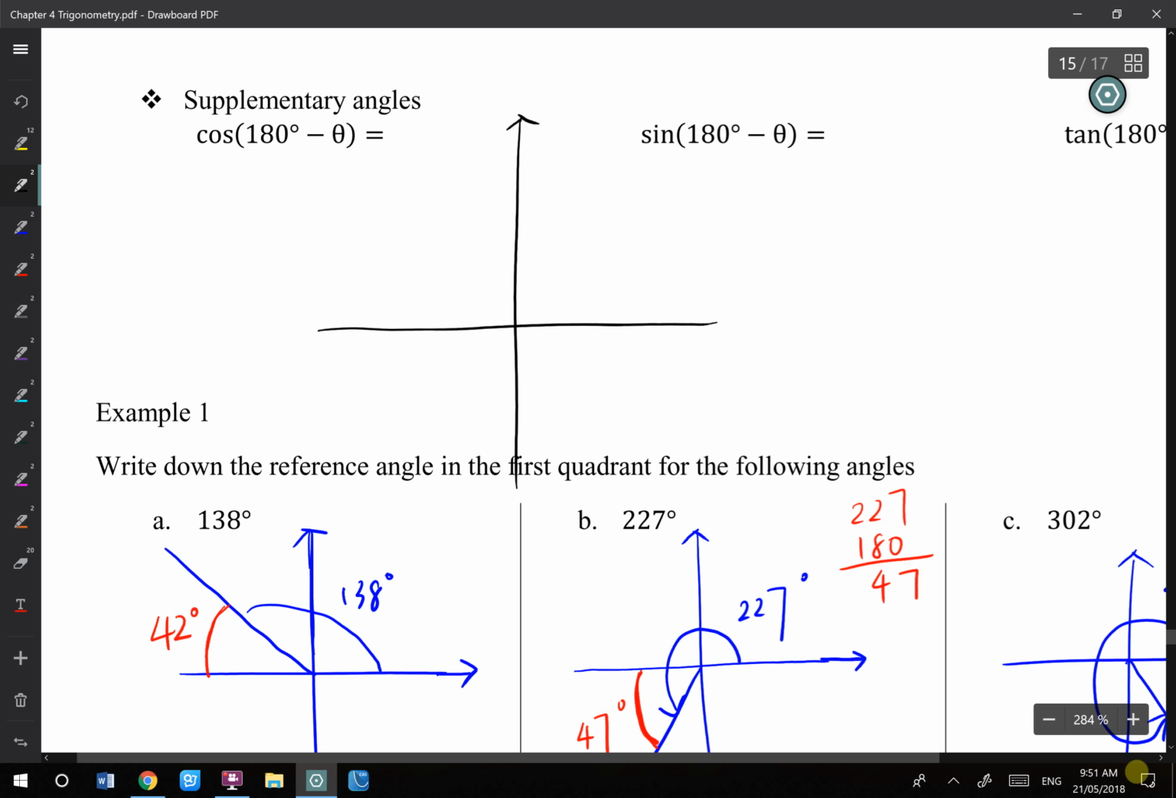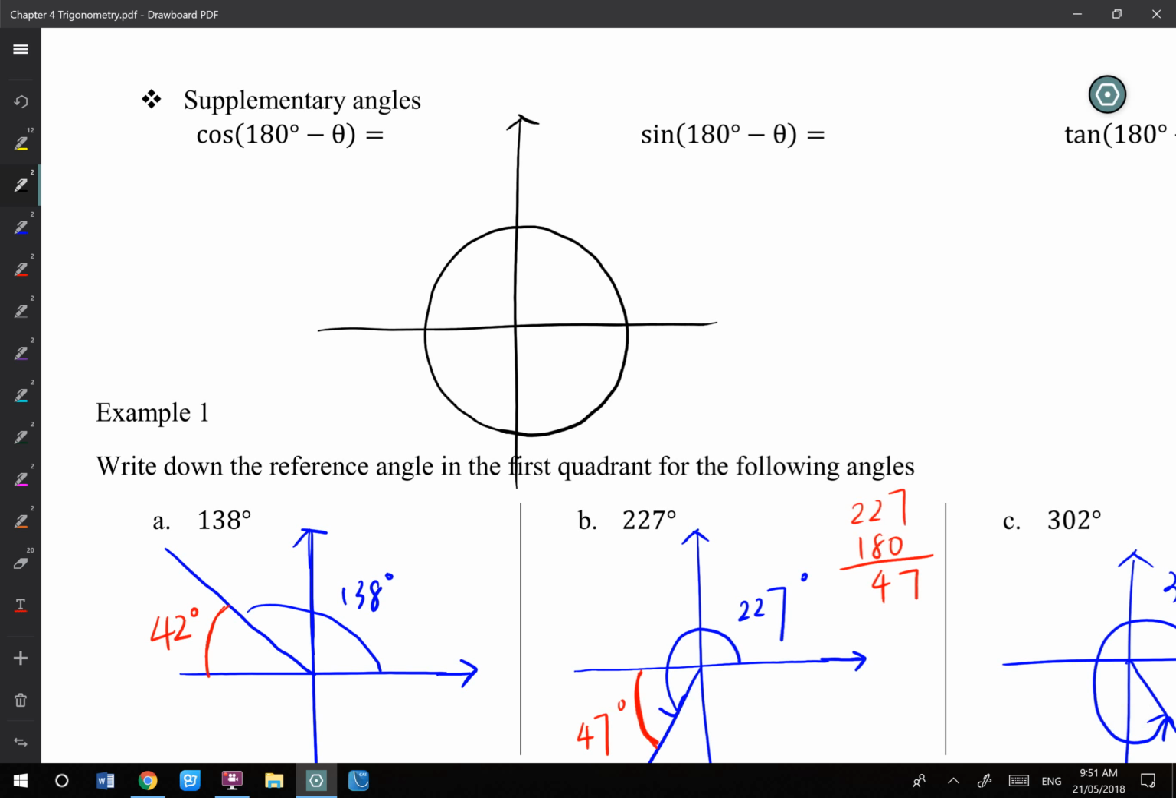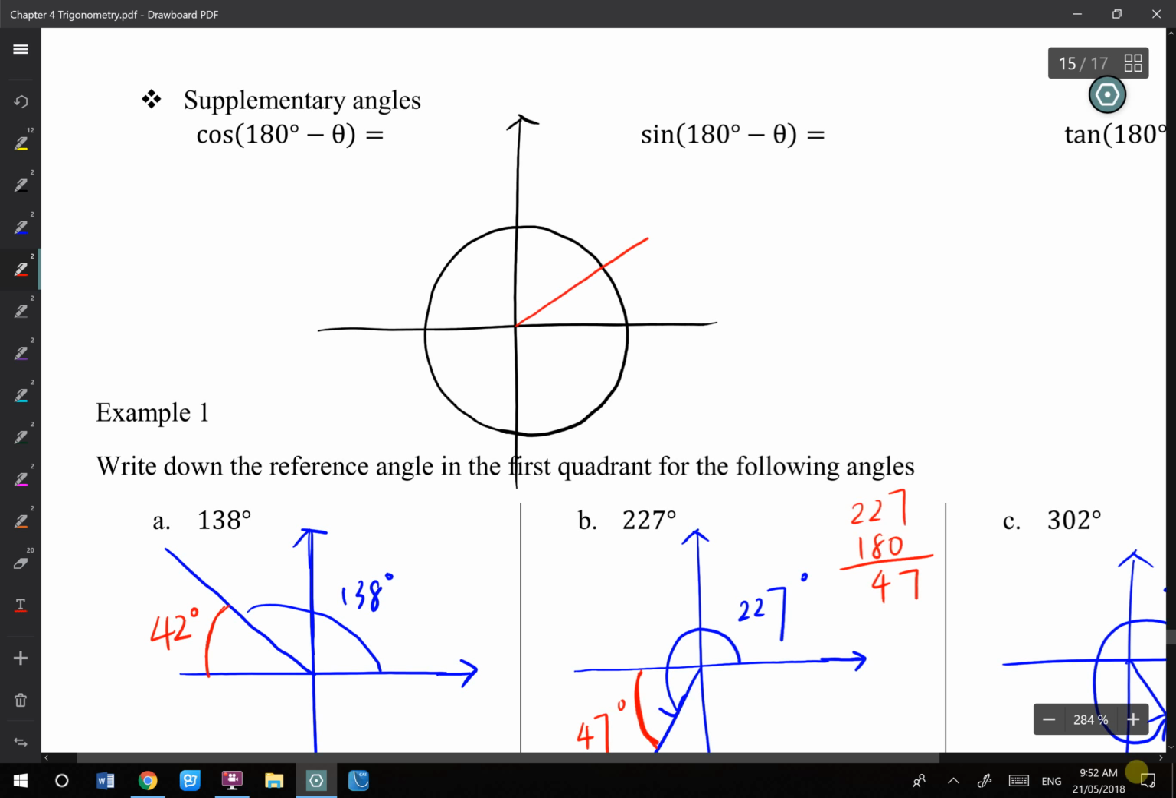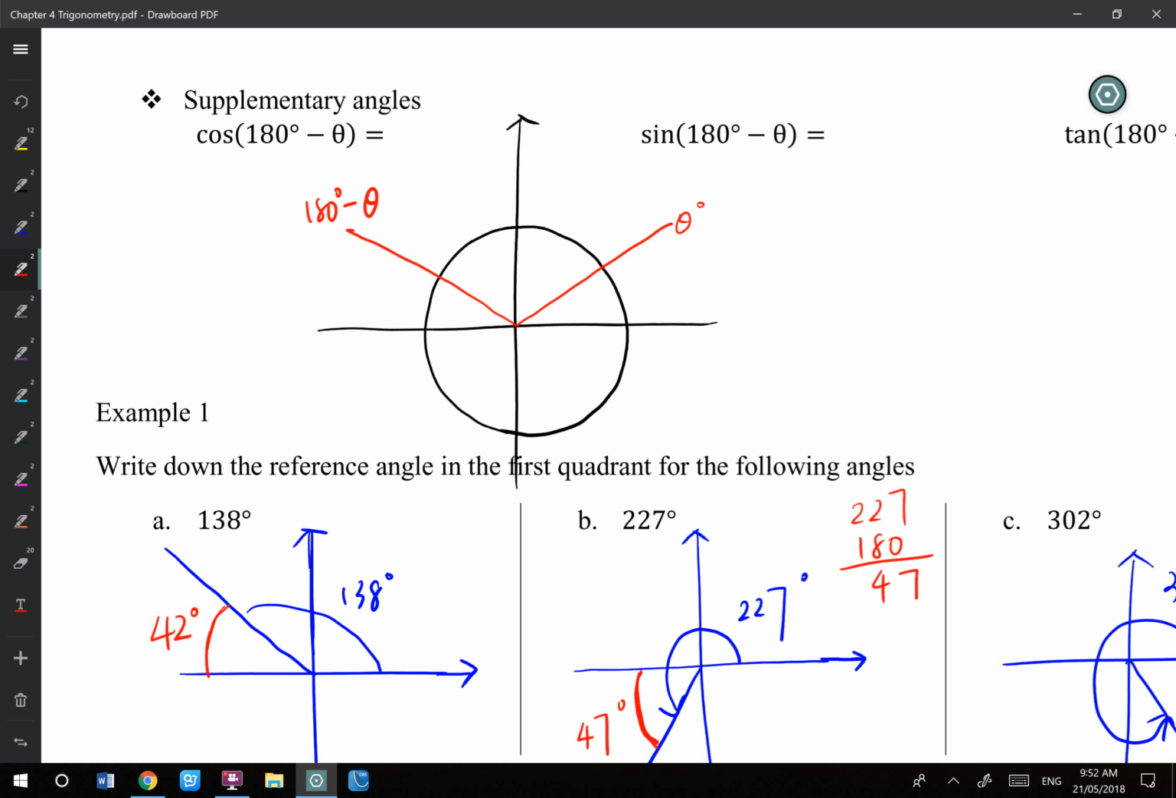Remember we have the unit circle, the symmetrical thing. I will draw a theta and a 180 minus theta. So my theta is here, this is angle theta. If I have a symmetrical one, this will be 180 minus theta. Like this, this must be theta. So this is symmetrical. Can you see that?